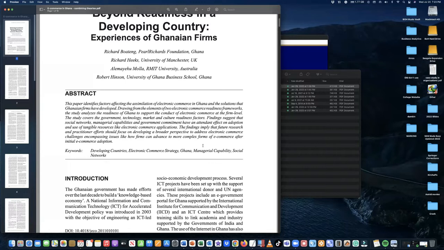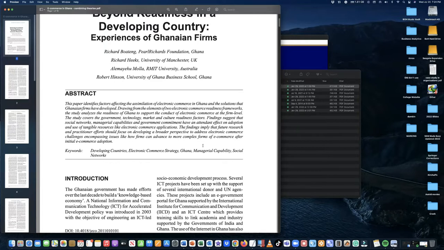So in this study, let's say the micro level is the firms, and the meso level is the industry. The macro level is the nation. And the meta level is the cross-country studies and multinational types of studies. Okay. So the objective is trying to find factors that affect the assimilation or the uptake of electronic commerce in Ghana and the solutions that Ghanaian firms have developed. By knowing that, we can create best practices that others can follow.